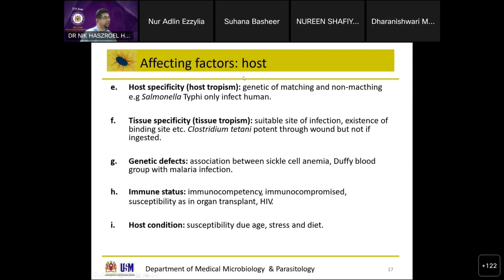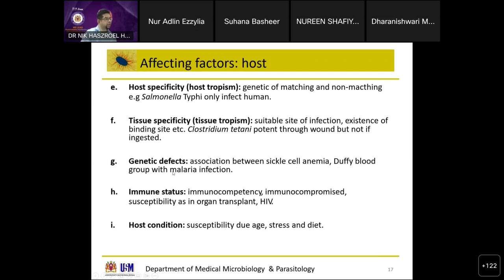And then there is also host specificity, host tropism. Salmonella typhi only infects humans. This is its predicted host, so it's specific. Then there is also tissue specificity, tissue tropism. A certain site of infection has a binding site, like Clostridium tetani. The tissue is infected through a wound, but not if ingested, because it's tissue specific.